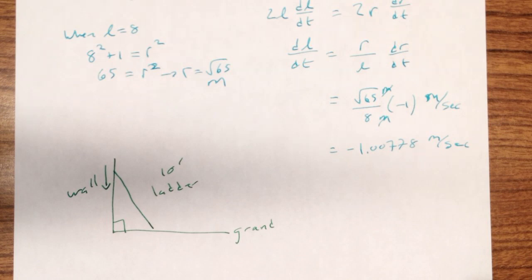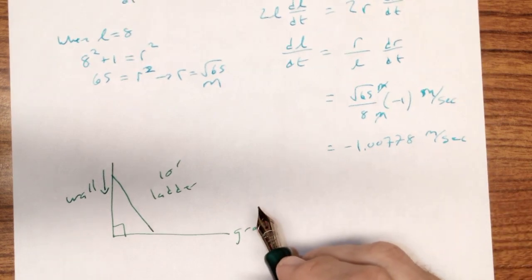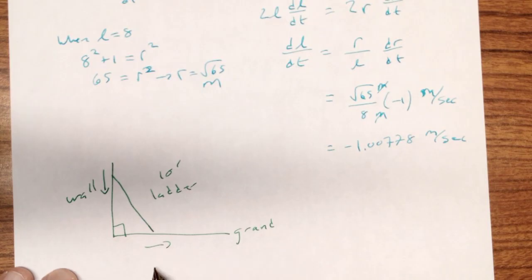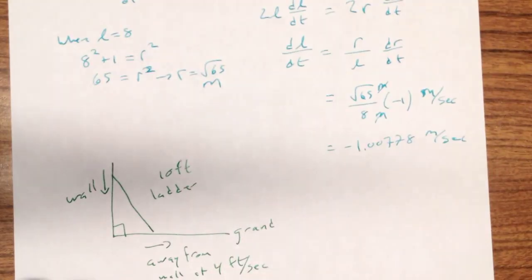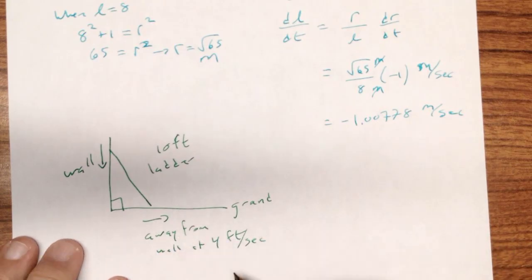Well, I need to know some more things. How fast is the ladder sliding down the wall when I know it's moving away from the wall at 4 feet per second? Remember, the ladder is 10 feet long. And let's say that the bottom is already further away.